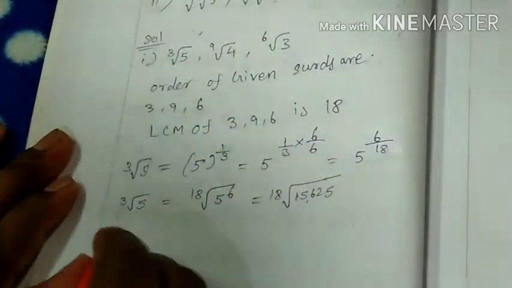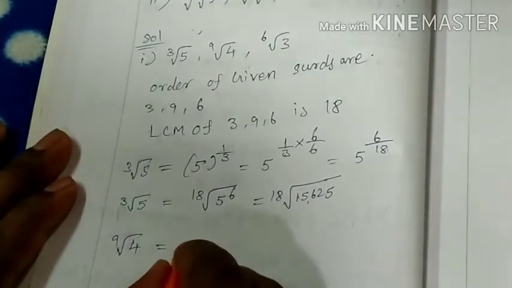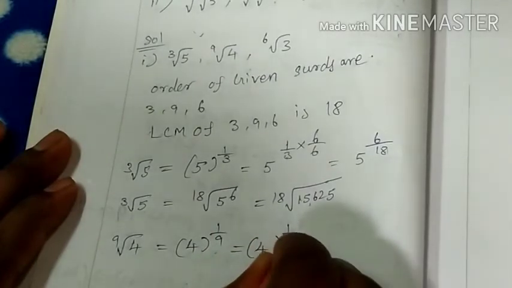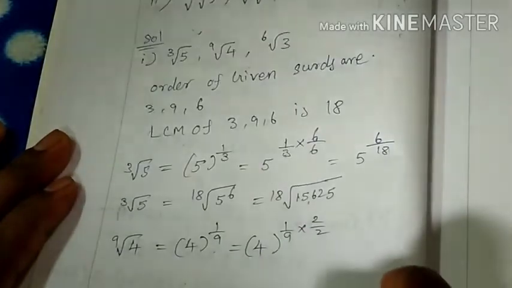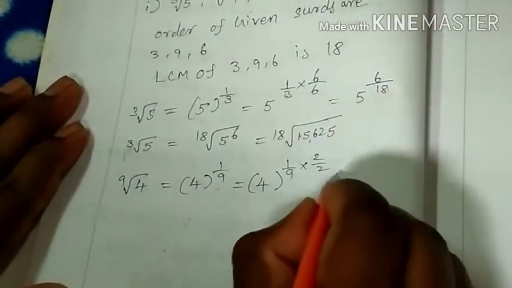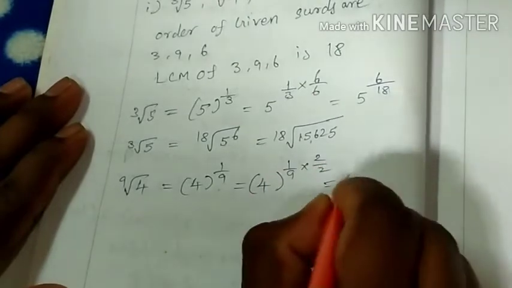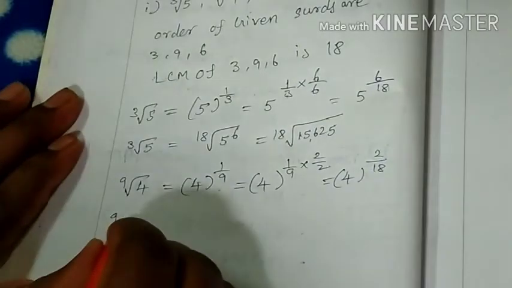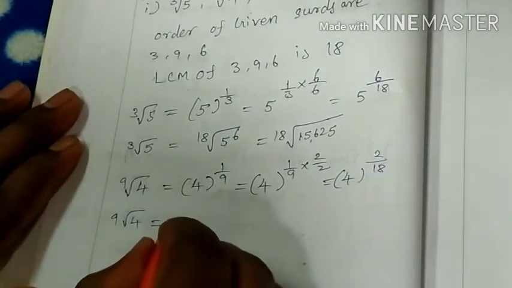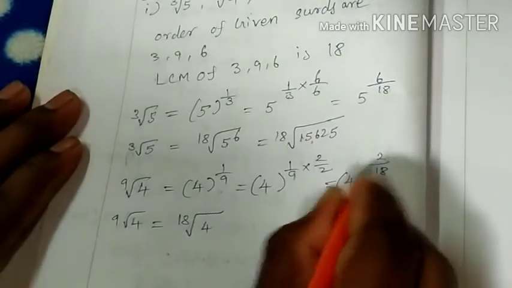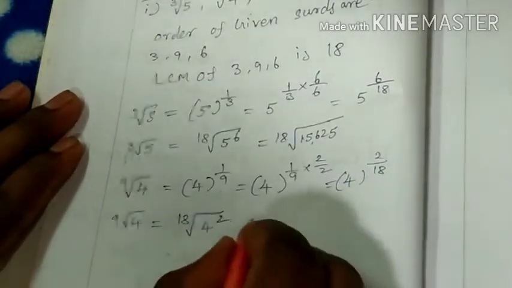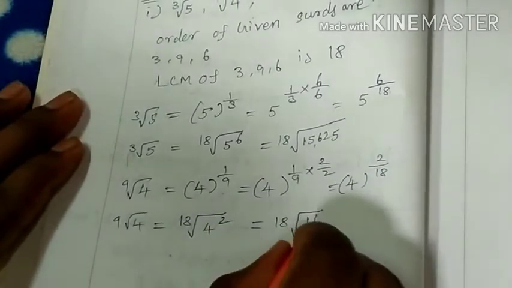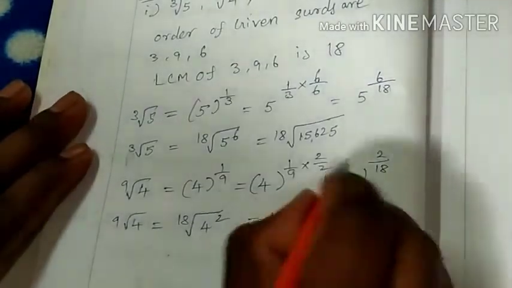Next set: 9th root of 4, which equals 4 power 1 by 9. Multiply the power by 2 by 2 to get 18. 4 power 1 twos are 2, 9 twos are 18. So this number can be written as the 18th root of 4 power 2. 4 multiplied 2 times gives 16. This is one answer.